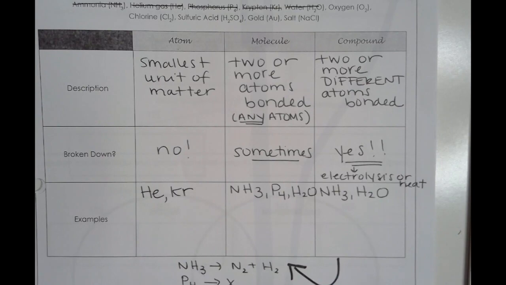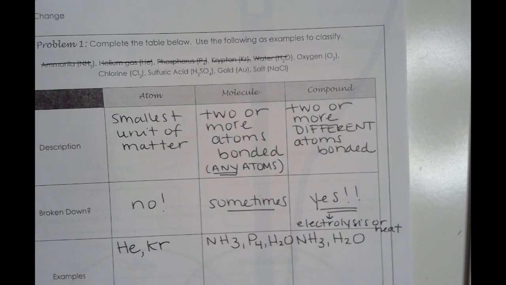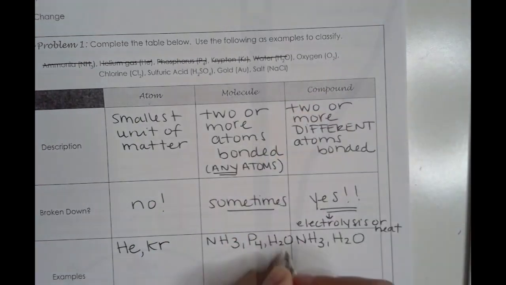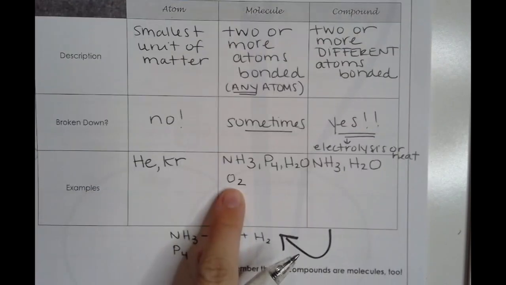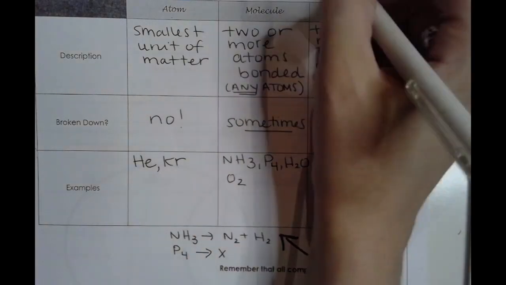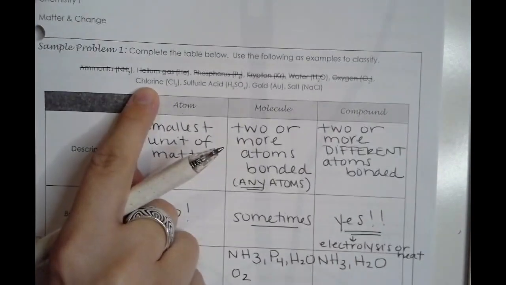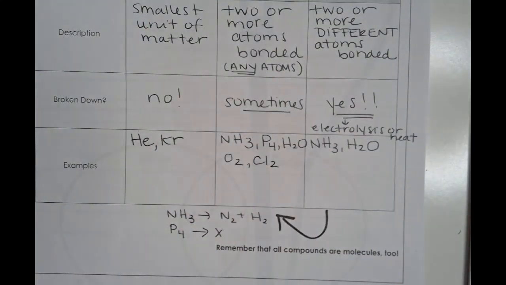Next one is oxygen, which is O2. So it's just one element, but I have two oxygens bonded together. So in this case, this must be a molecule because it's two atoms that are bonded. Not a compound, because it's not different atoms, different types of atoms, I should say, but they are bonded. Same thing with this one, Cl2. So chlorine bonded to itself as a molecule. Can't break that down into something more simple and more stable. It's already just chlorine.